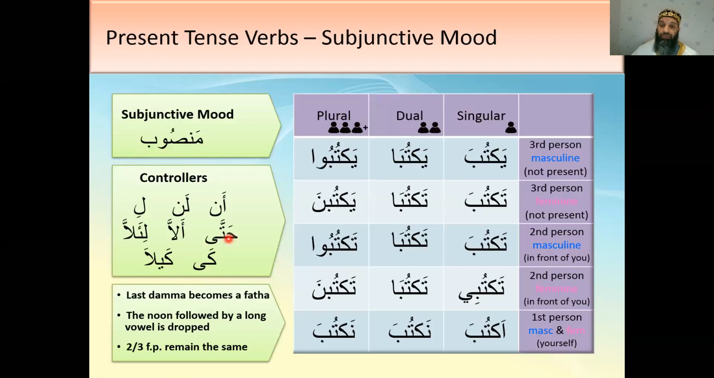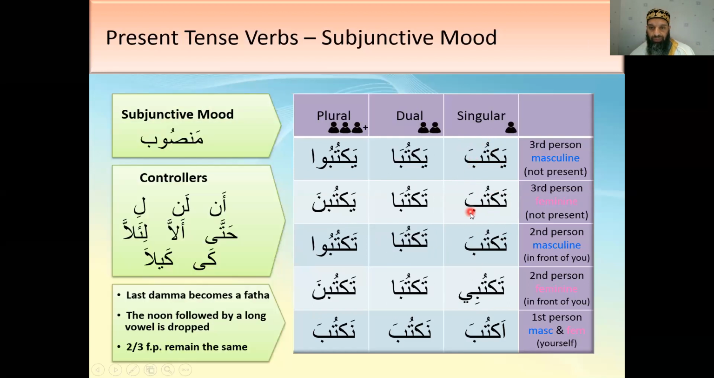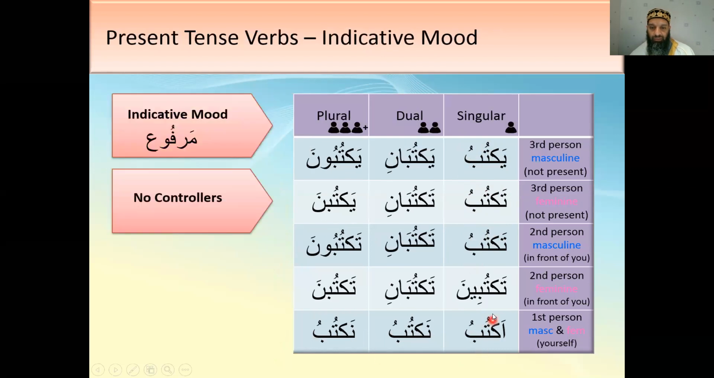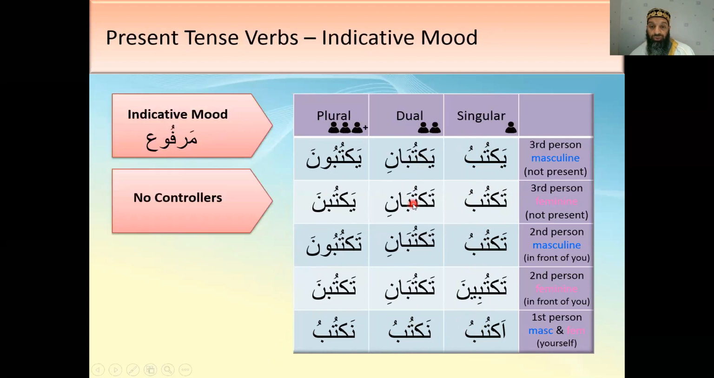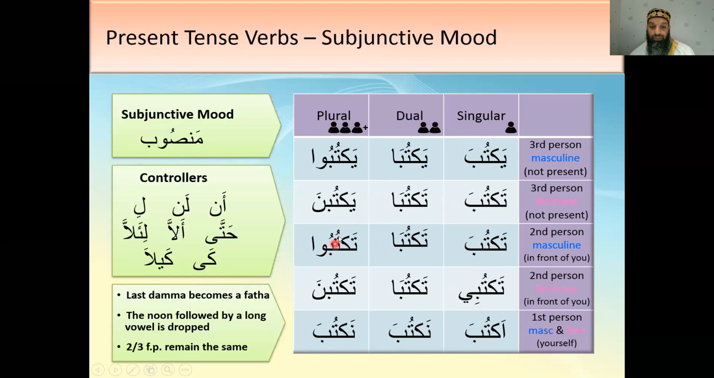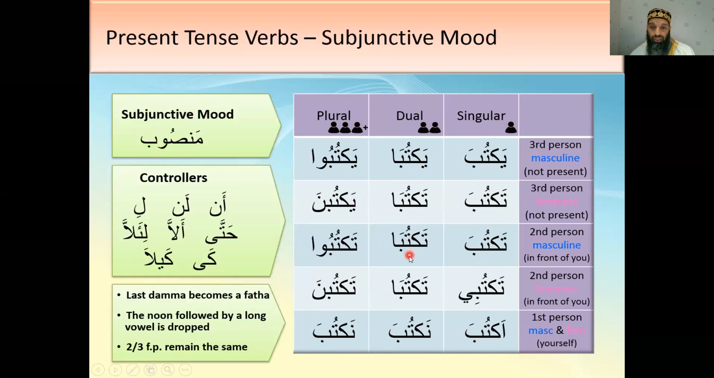And how does a present tense verb become mansub? Like this. This is mansub here. This is marfu, mansub. I'm just going to flick through these. Look, marfu and mansub. What's happening in marfu land? The dhamma of the singulars is becoming a fatha, mansub. And also the noons are all dropping, except the women. So the three women and two women, third person, second person, super strong, the noon doesn't drop. They keep their noon. All other noons are dropped.